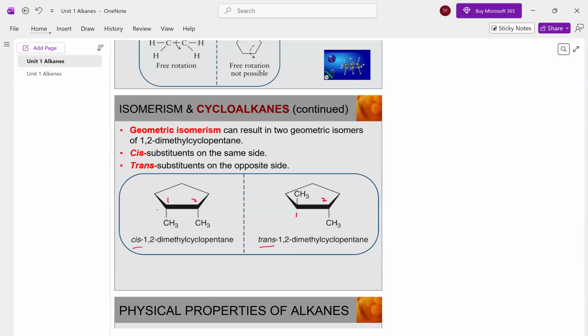So what differentiates the names on these is the cis and trans. Because they're both going to have branches at carbon numbers 1 and 2. It's just that the relationship between the branches is not the same. So the name has to be different. Okay, so cis, think of sister.